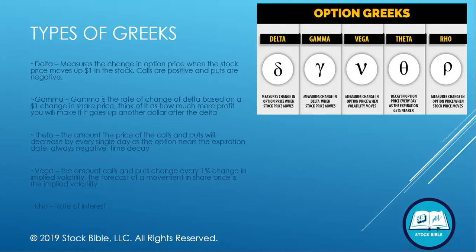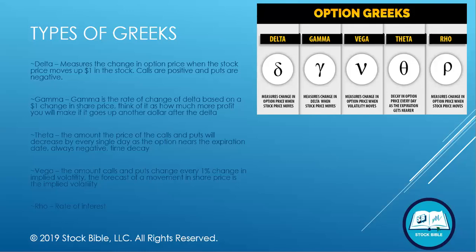And gamma is the rate of change of delta based on a $1 change in share price. Think of it as how much more profit you'll make if it goes up another dollar after the delta. This can get confusing to a lot of people, but the easiest way to think about it, and I've explained this many times, is that gamma is how much delta will change after the delta goes up.